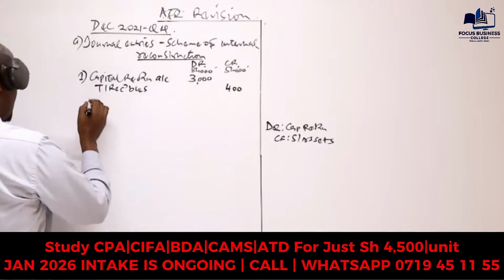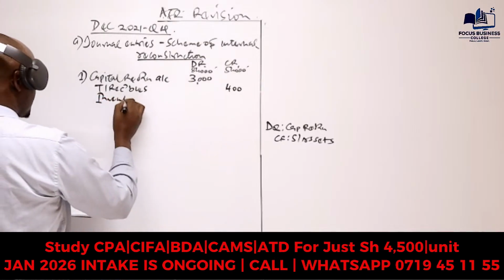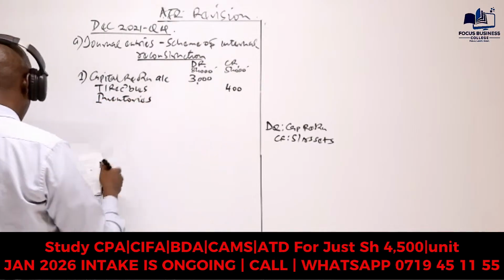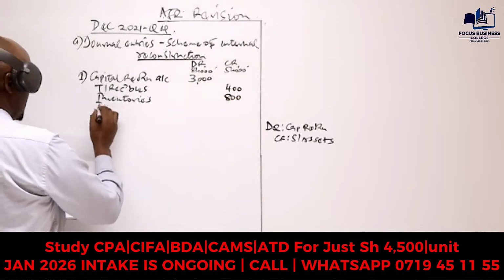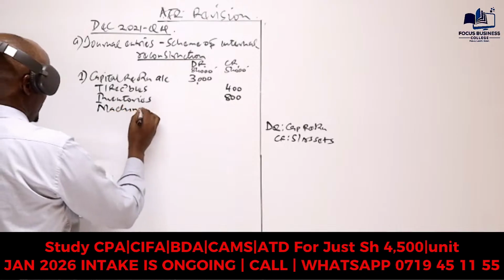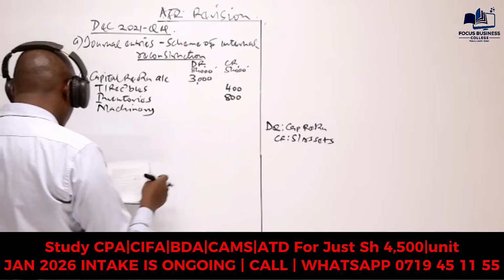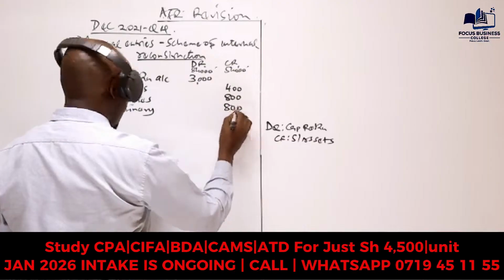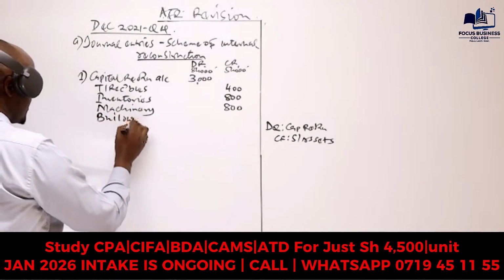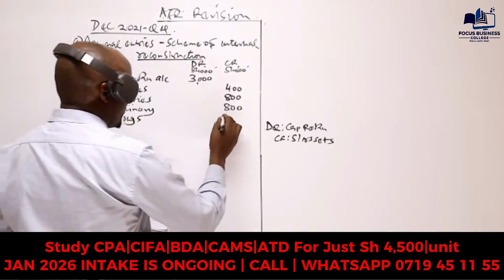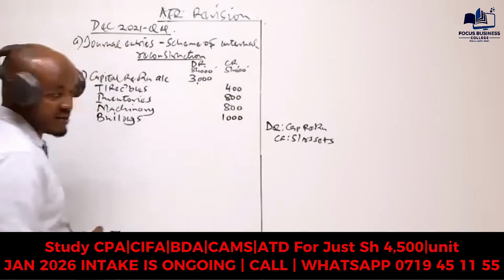We also credit the inventory account. The inventories account is an amount of 800. We credit the machinery account with an amount of 800. We also credit the buildings account. The buildings account is an amount of what? With an amount of 1,000.